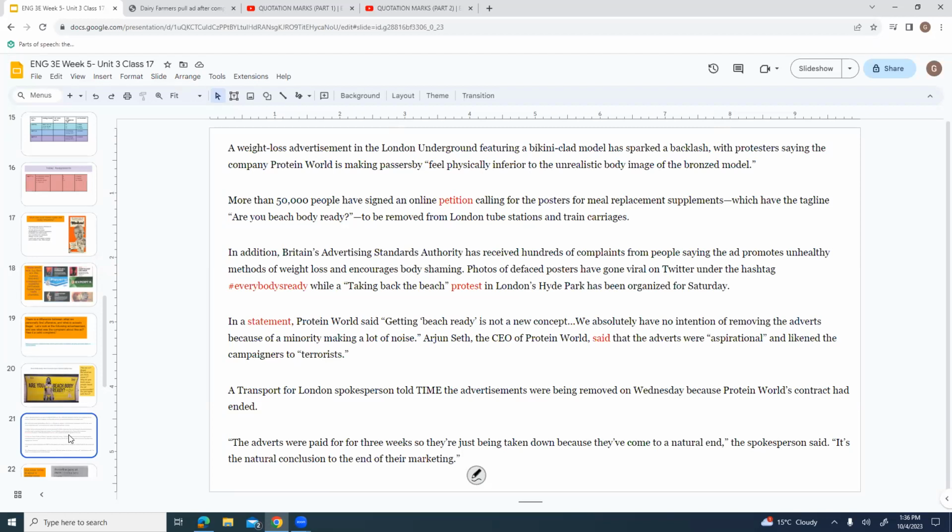A Transport for London spokesperson told Time the advertisements were being removed on Wednesday because Protein World's contract had ended. The adverts were paid for 3 weeks, so they're just being taken down because they've come to a natural end, the spokesperson said. It's the natural conclusion to the end of their marketing. Okay. I personally question whether that's true. They may have paid for 3 weeks, but they may have fully intended to do some more, but maybe decided that was the end of it.